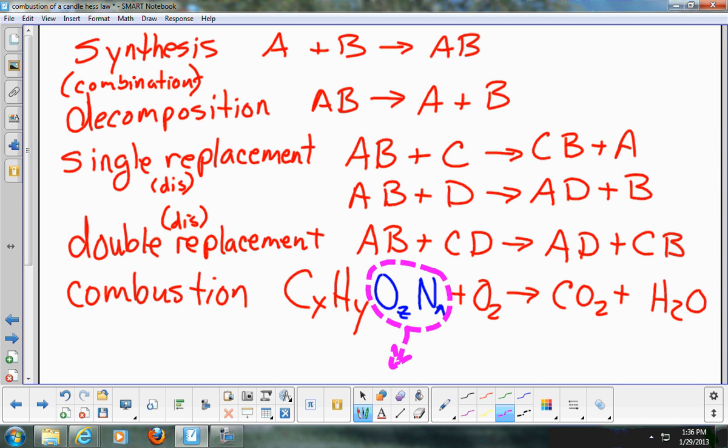Because people's furnaces aren't allowing enough oxygen, or the house isn't allowing enough oxygen in for the furnace to give complete combustion. So what happens is you get incomplete combustion, and when you have incomplete combustion, you don't make CO2, you make CO. And what's CO? Carbon monoxide. That's why we're supposed to have carbon monoxide monitors in our house.